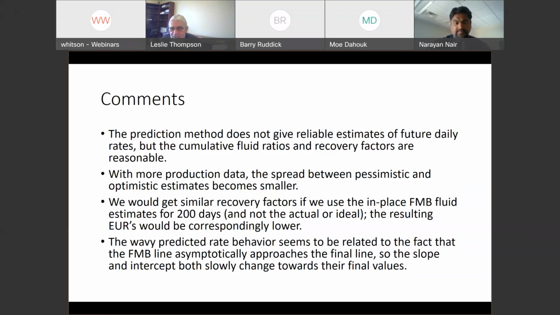You get similar recovery factors if you use the in-place fluid estimates at the early time, 200 days. They're a little bit higher, but it's not unreasonable. And then finally, let's start with the wavy predicted rate behavior, which really depresses me. It's related to the fact that these slopes and intercepts are not obtained suddenly. They come asymptotically. Somebody that's brighter than me out there could probably figure out how to fix all this stuff. But in any case, with that, I'm done rambling.